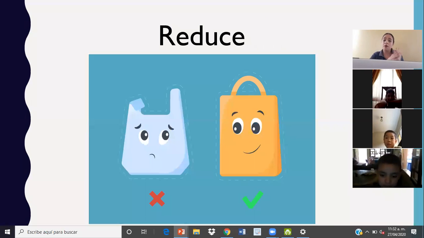The first thing we are going to see, reduce. What does reduce mean? How can we take care of our planet Earth? Instead of using plastic bags, we can use other kinds of bags. For example, cloth ones. That way we reduce the pollution, because if we use a lot of plastic bags, there is too much trash, okay? So we reduce by using fewer plastic bags, okay?